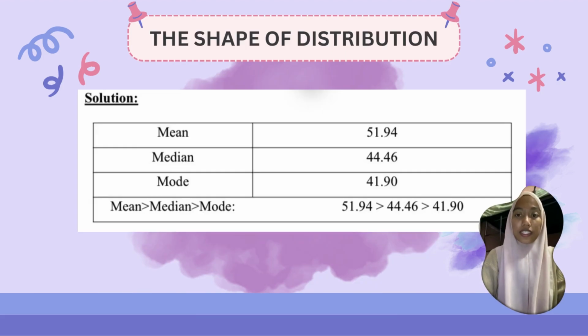And the last but not least, the shape of the distribution. The shape of a distribution is described by its number of peaks and by its position of symmetry, its tendency to skew, or its uniformity. This is the table of the shape of distribution, which has mean 51.94, median 44.46, and mode 41.90.